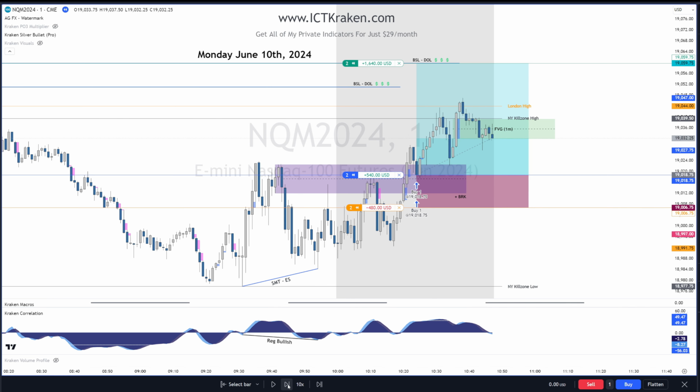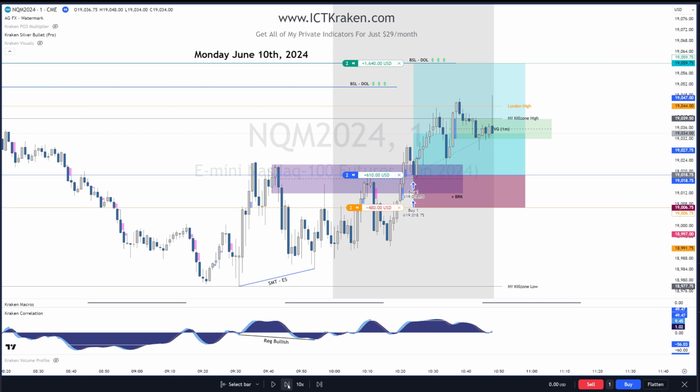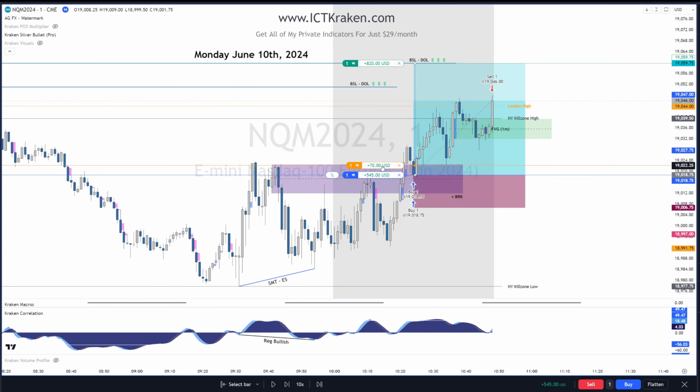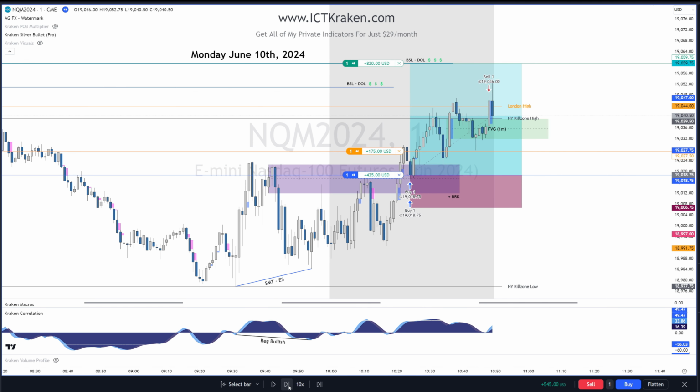I did say once it clears this fair value gap, I'll take one off. Okay. Let's sell one there. I said I'd take one off, and I just forgot to do it over here. Okay, so now we got one, and now let's move our stop to top of the breaker. Actually, since this fair value gap held, let's go to the bottom of this right here. That's where I want to be. Capitalize on some of this.